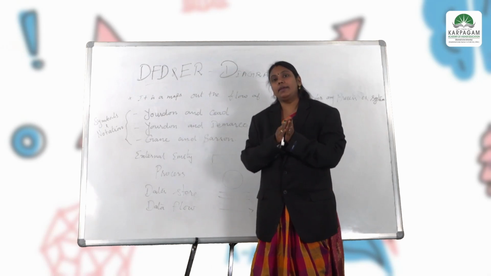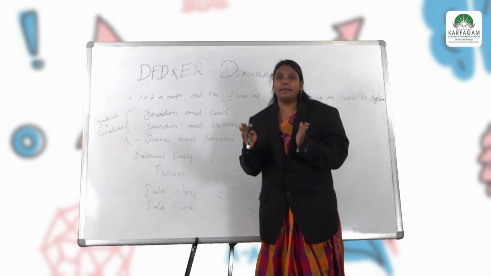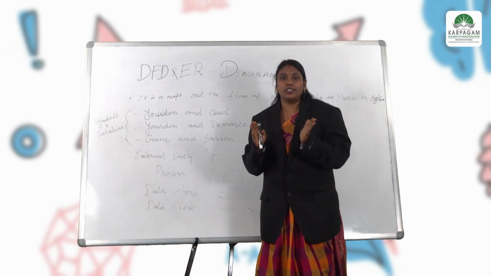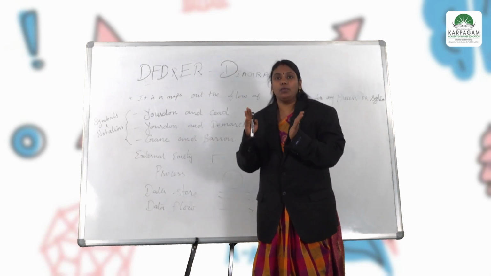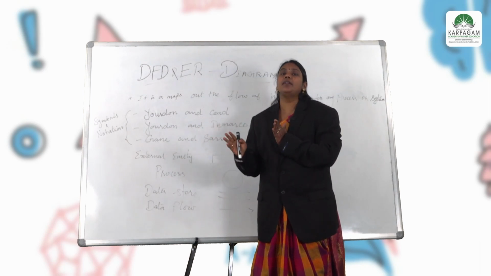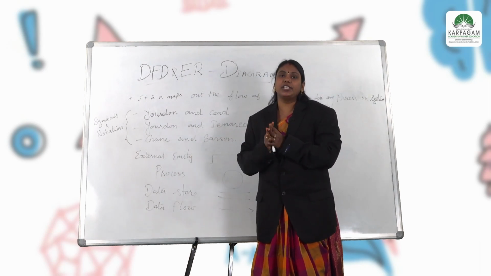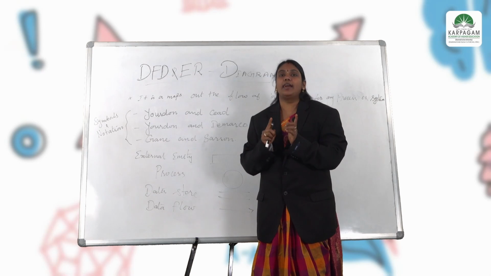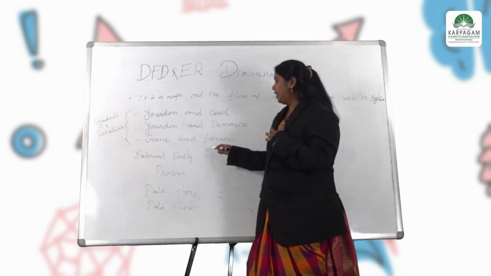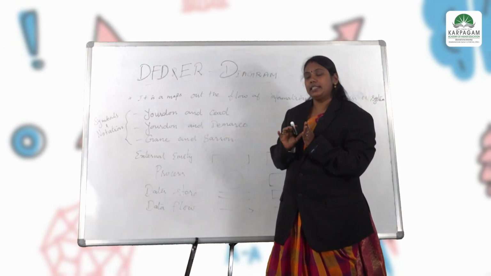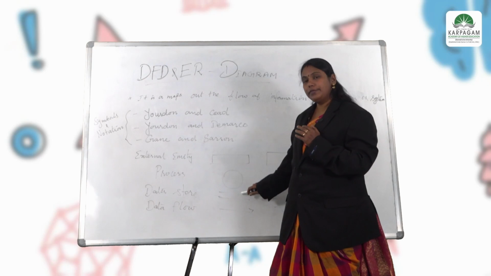In RDBMS, we need a table representation and a data store representation, and then how the data goes from one table to another table. This representation is only possible with one type of notation called a DFD diagram. The DFD diagram represents four different kinds of symbols.